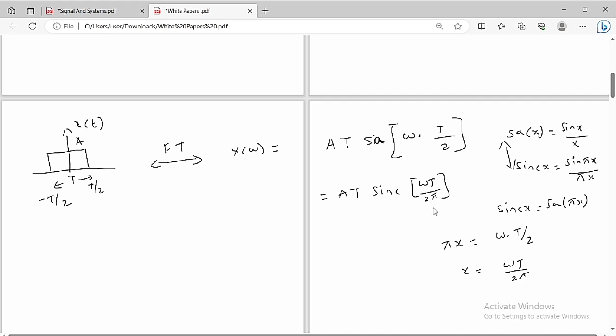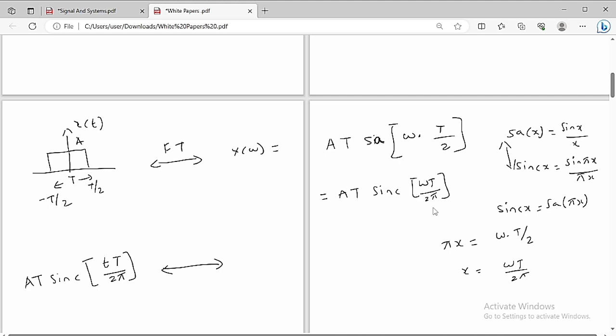Now I will do a very interesting thing. I will apply the duality principle, in place of omega replace by t, and I am going to get here A T into sinc of small t into capital T by 2 pi.